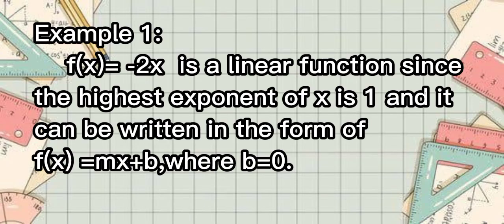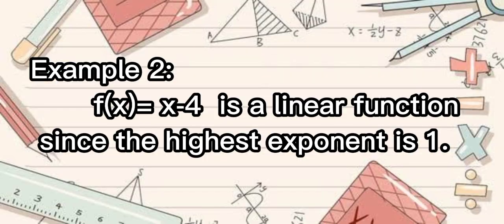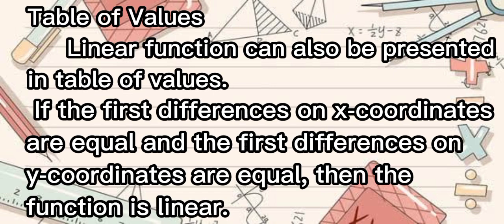For example, we have here f(x) = -2x. It is a linear function, since the highest exponent of x is 1, and it can be written in the form f(x) = mx + b, where b is equal to 0. Another example, we have f(x) = x - 4. It is also a linear function, since the highest exponent is 1.